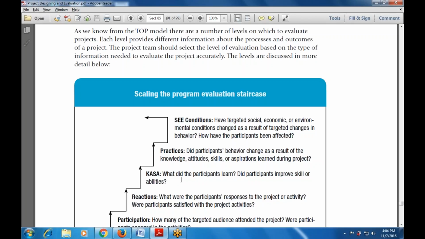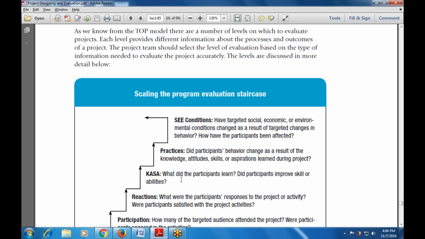So the first one is SEE conditions. The next one is practices. What are the various practices? What are the various levels of the practices? Then there is KASA. What the participants need, or what the participants have been told, as a result of the knowledge, skills and attitude, whatever the attitude problem or skills problem that is available here. So that is KASA.